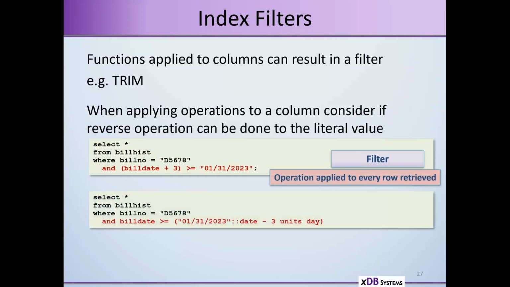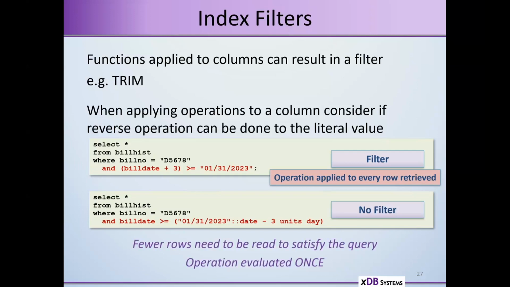If instead we apply the operation to the literal value, then that operation will be applied one time only. It will be calculated, and then we can use the column in the index to drill down much faster to the data we need, and we don't have the overhead of applying that function every time. So in this particular case, we will not see the filter, the operation is evaluated once, and this is going to run much faster.